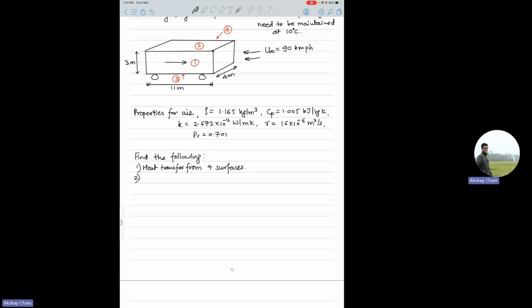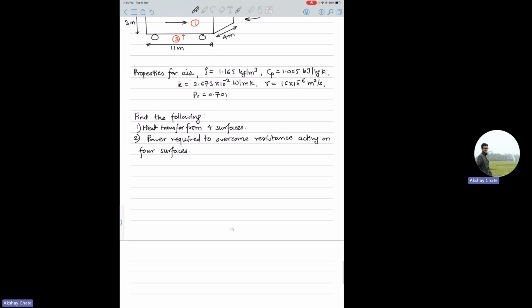And second is power required to overcome resistance acting on four surfaces. So these two things you need to find. There are other parts to this question, but I'm skipping them. They are understood.